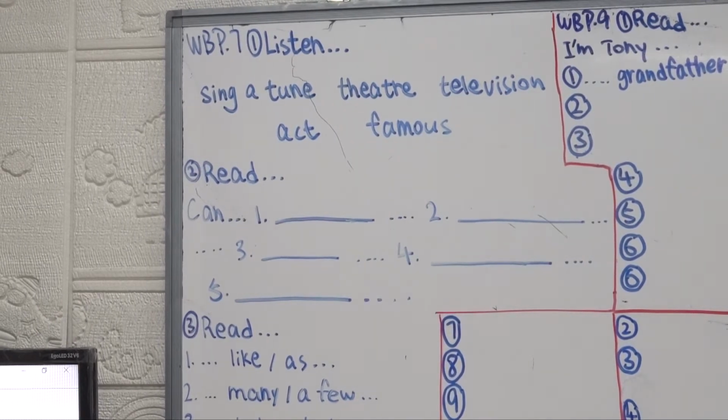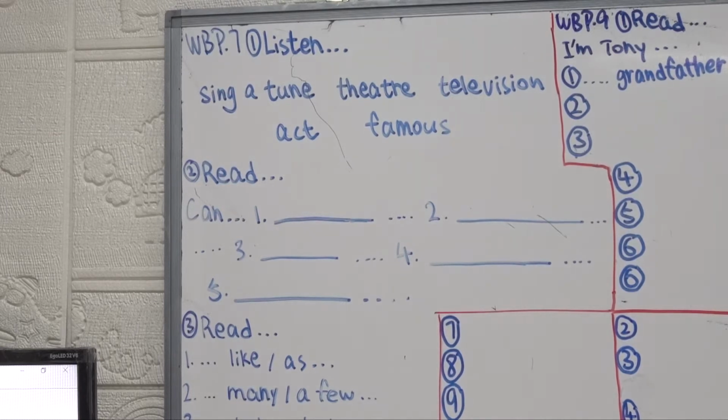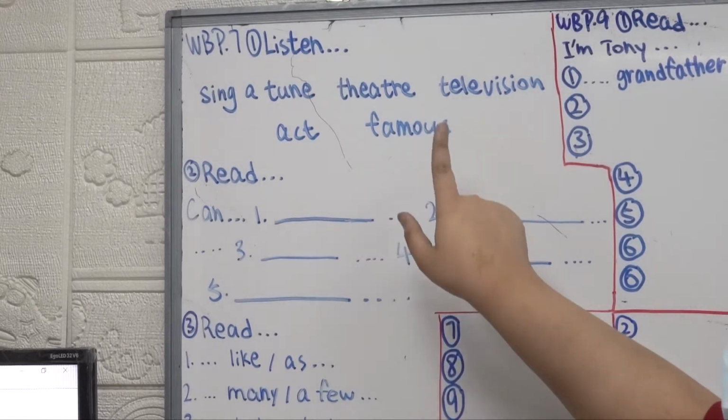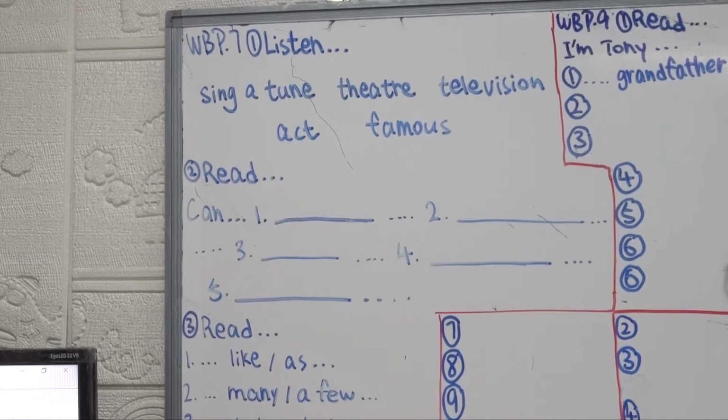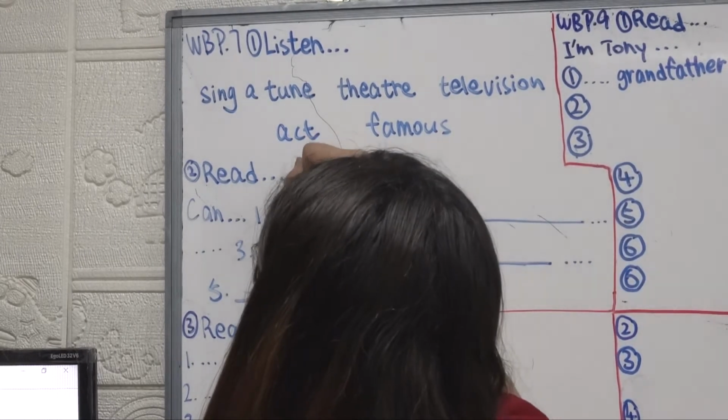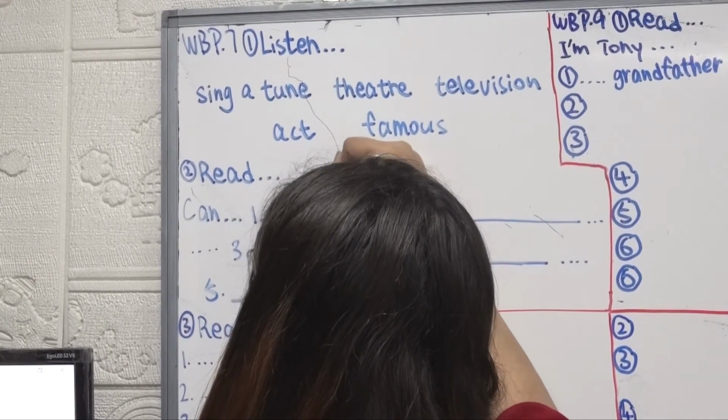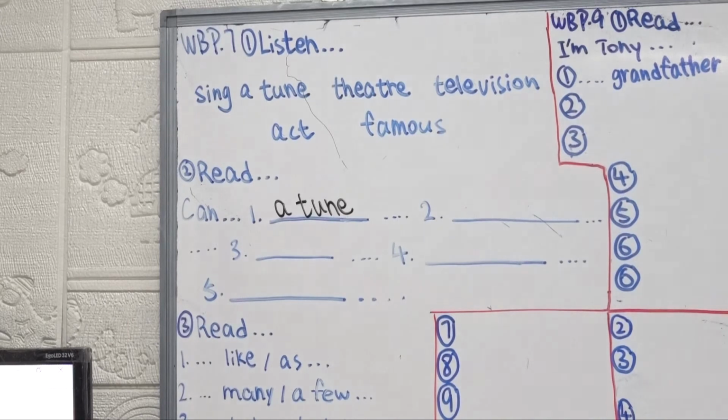It says that read and choose the correct word from above. All right, so here you have to do this part by choosing the words that are here, okay? So I'm gonna do through 2 of them with you. The rest of it, you do it on your own. So let's start. All right, let's read. Can you sing space? Can you sing what? A tune? Theater, television? Of course, a tune, right? So that would be the appropriate one. Can you sing a tune?